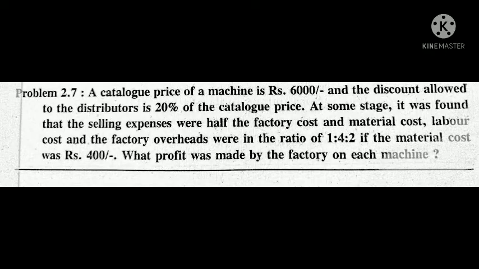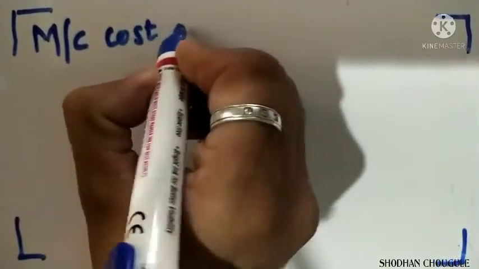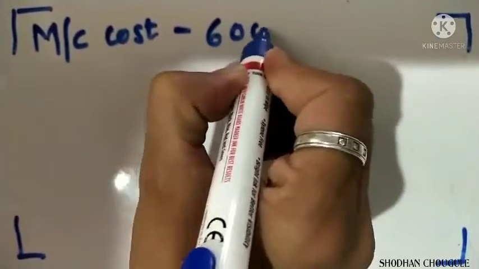First of all, copy the problem. In this problem, what they have said, they are having one machine at the cost of 6,000 rupees, and on that machine they are giving you 20% discount.